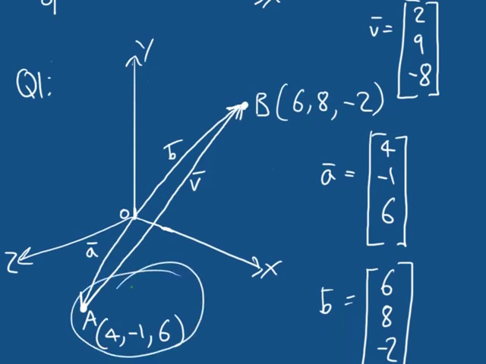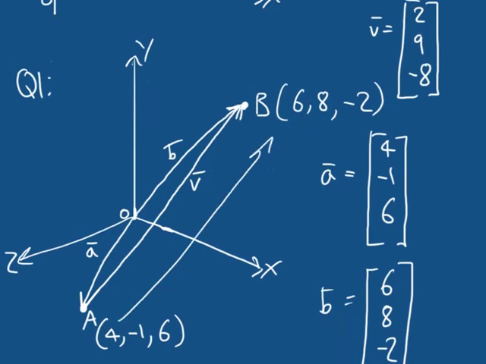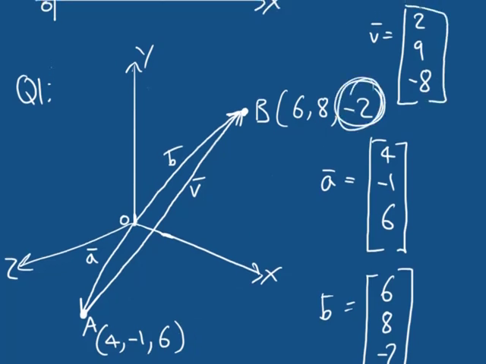And we can check this. If we look at these numbers and we know we're traveling from A to B, if we start at A, which has 4 in x, and we travel a further 2 in x, 4 plus 2 is equal to 6. If we were starting at A, which is minus 1 in y, and we were to travel up 9 in y, minus 1 plus 9 is going to give us 8. And finally, if we started at 6 in z, but we travelled minus 8 in z, backwards 8 in z, that's going to take us to minus 2 in z.